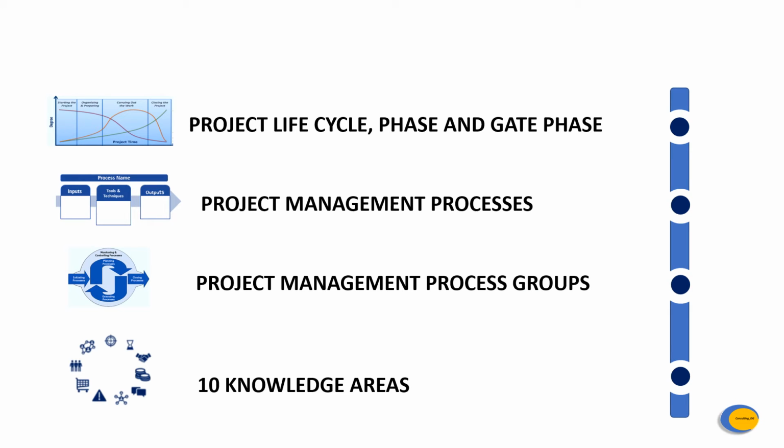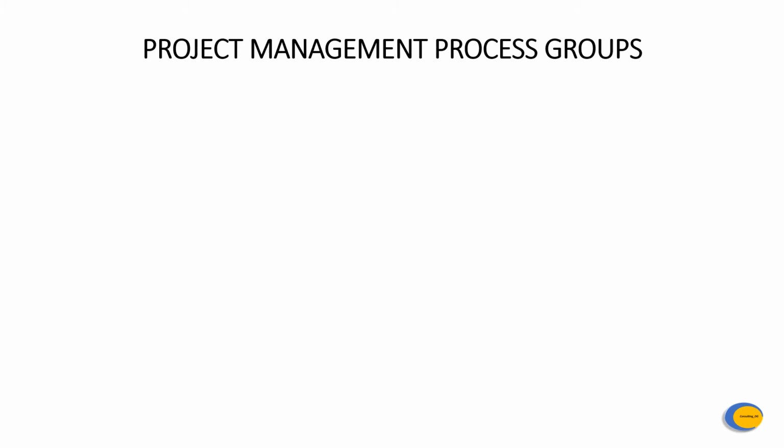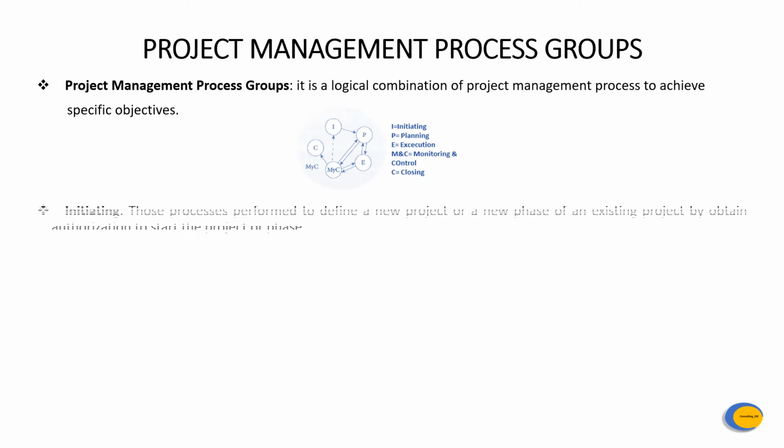Now let's explore project management process groups. A project management process group is a logical grouping of project management inputs, tools and techniques, and outputs. Project management process groups include initiating, planning, executing, monitoring and controlling, and closing. It's important to remember that project management process groups are not project phases.